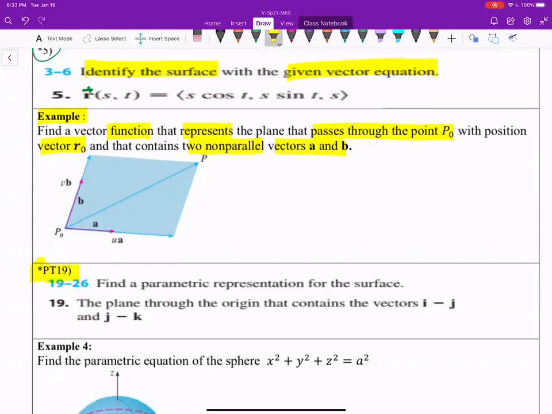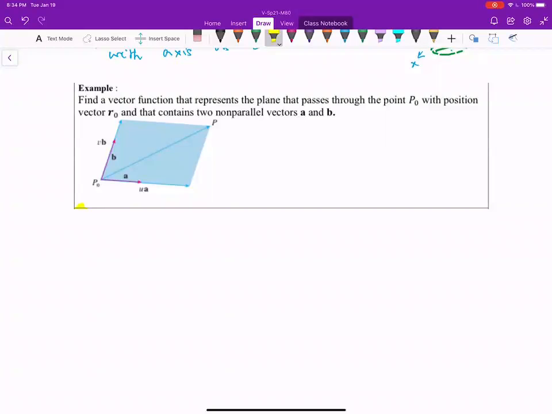So we are finding the equation of a plane that passes through a point P0, shown here in the picture, whose position vector is R0, and it also contains two non-parallel vectors A and B. First we are going to find a parametric representation of the plane. You know that a plane is after all a surface. The surface parametric representation would mean writing the plane in terms of two variables, say u and v.